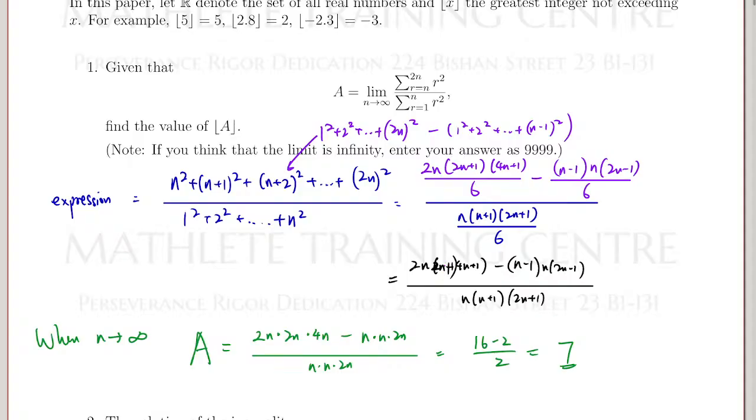Okay, so this is a common idea using limits. When you study limits in the future, you'll see this idea as well. Okay, so with that, we have the final answer of 7.